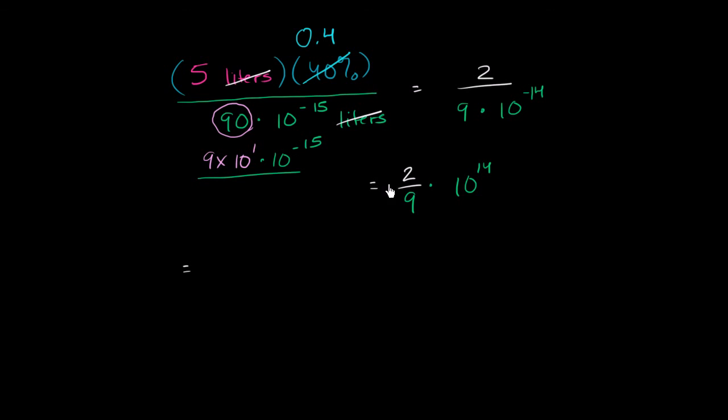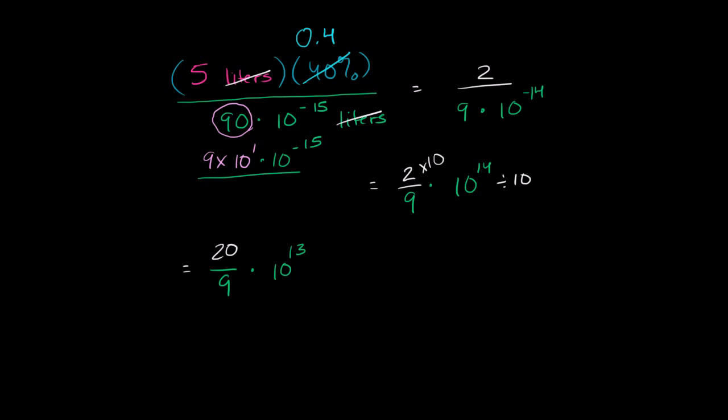So I'm going to multiply this by 10, and I'm going to divide this by 10. So I haven't changed the value. I've multiplied and divided by 10. So this is equal to 20 over 9 times 10 to the 14th divided by 10, which is 10 to the 13th power. So what's 20 over 9? This is going to give us a number that is greater than or equal to 1 and less than 10. So let's figure it out.